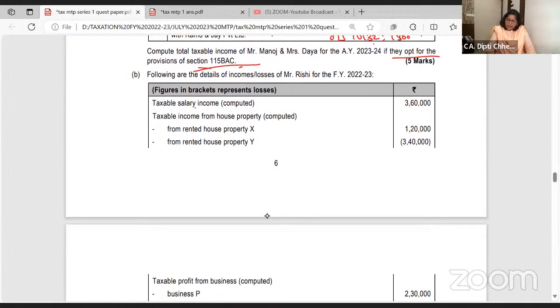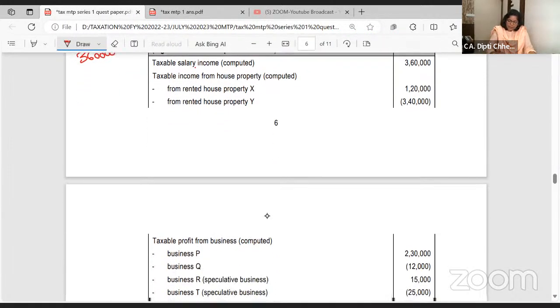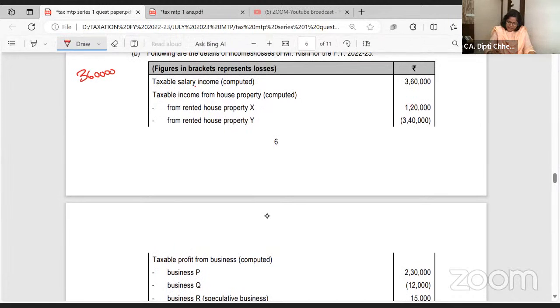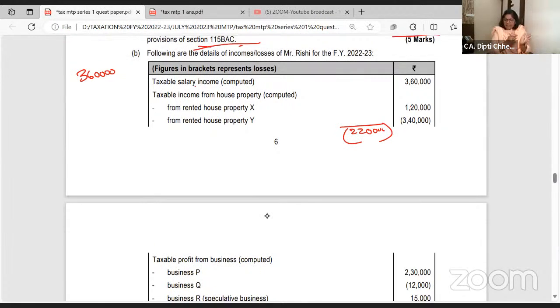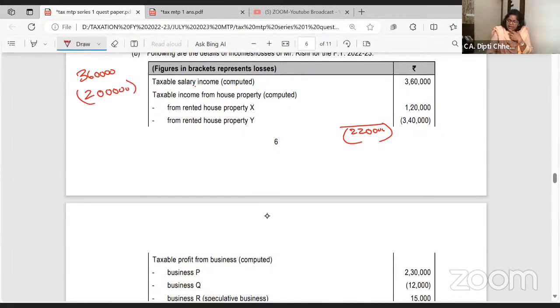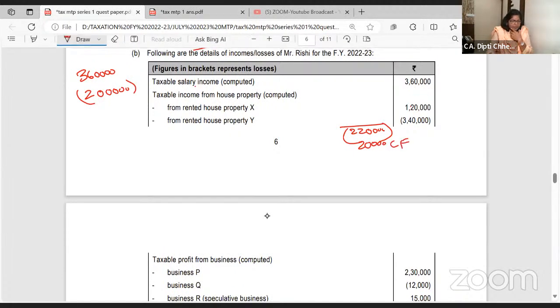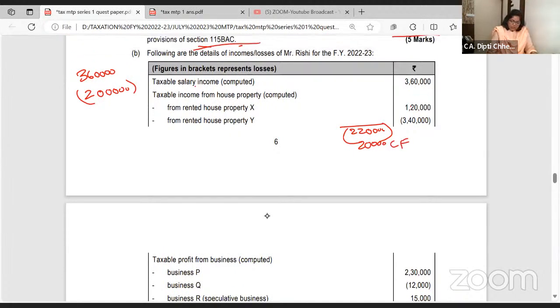Right. So taxable salary, I'm writing in the outer column. And that is 3,60,000. House property mein, there is income 120, ek house mein or loss. So intra head, if I try to set off 340 minus 120, 220 loss is there. Intra head is clear to all of you? Inner column. Now, shall I take 220 in the outer column? No, only 2 lakhs. And 20,000 carry forward. House property loss, 20,000 carry forward.